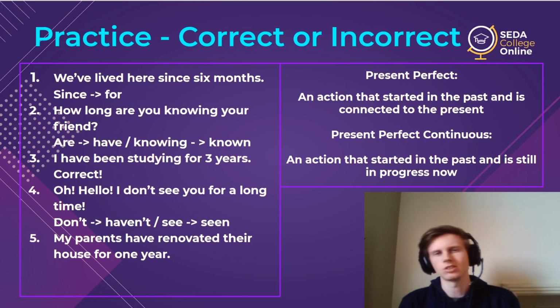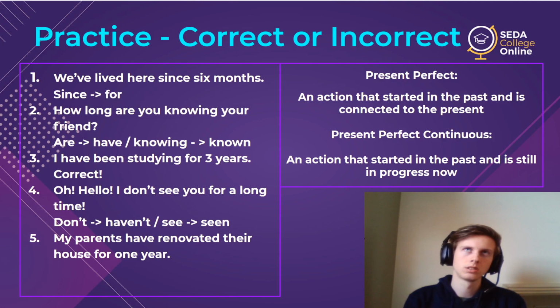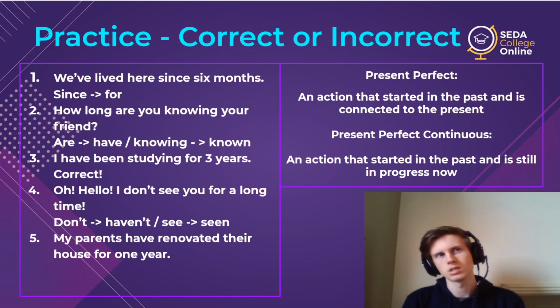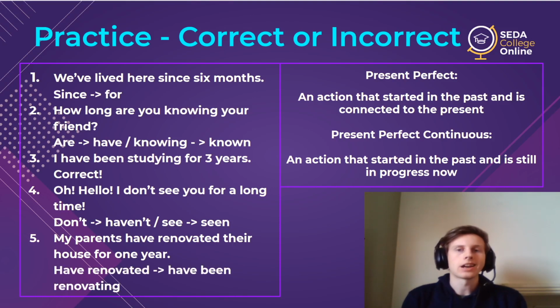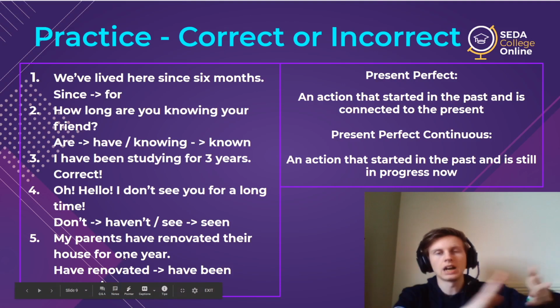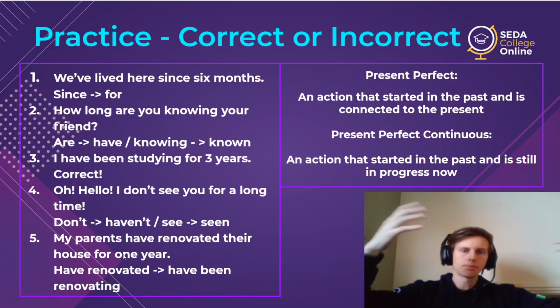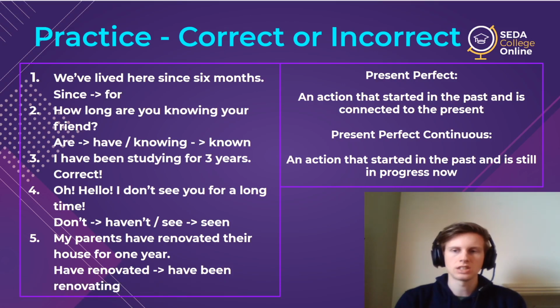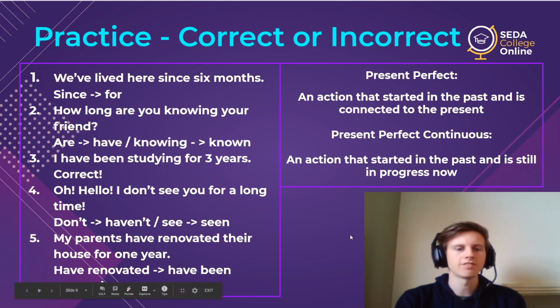Correct, incorrect, correct, incorrect. Well, it is actually incorrect. And why? Because it is an action verb. So we need have been renovating. There's that idea of a process for 1 year. So I know that there is an amount of time. So I know I'm inside a process, so I need the present continuous because it's in progress now. They have been renovating it for 1 year.